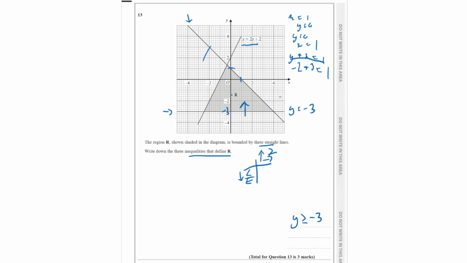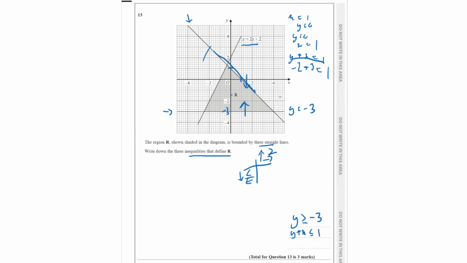The second answer we found was y plus x is equal to 1. And notice how it goes here, and we're going down into the region R. That means it's less than or equal to. So y plus x is less than or equal to 1.